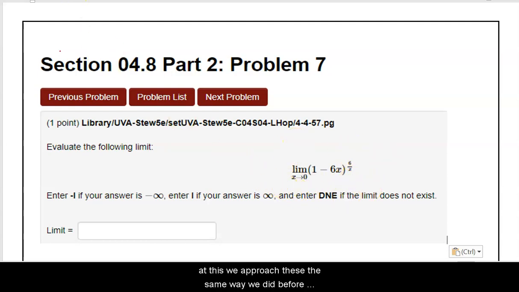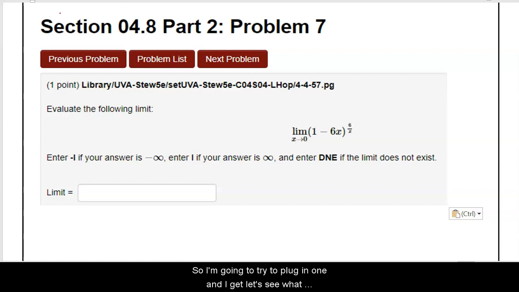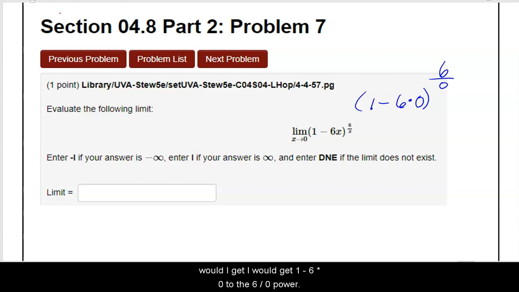Okay, so if we're looking at this, we approach it the same way we did before. We're still going to plug in. So I'm going to try to plug in 1, and I get 1 minus 6 times 0, to the 6 divided by 0 power. Well, 6 times 0 is 0, so that gives me 1. A constant divided by 0 is infinity, and that is indeterminate. So that is one of my 3 indeterminate forms: 1 to the infinity, 0 to the 0, and infinity to the 0.